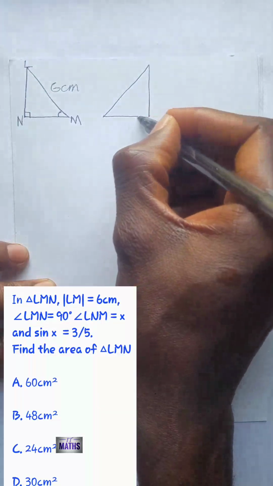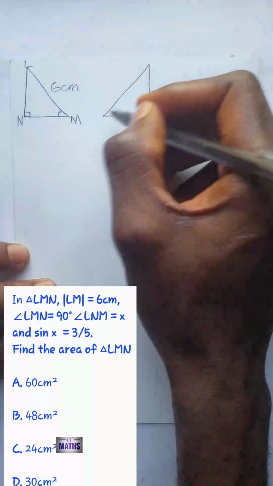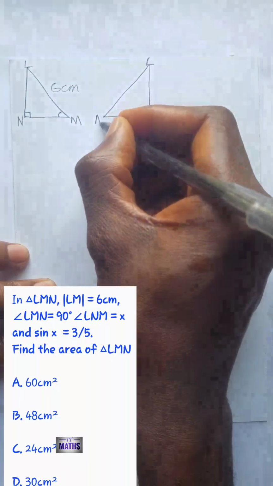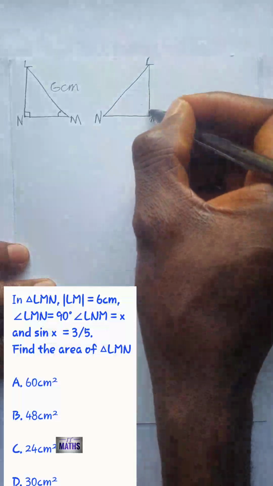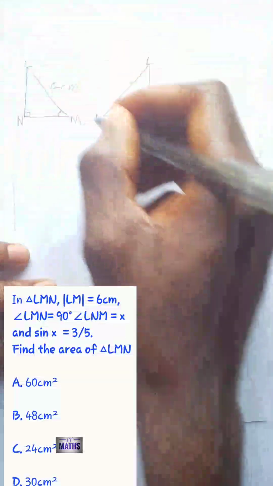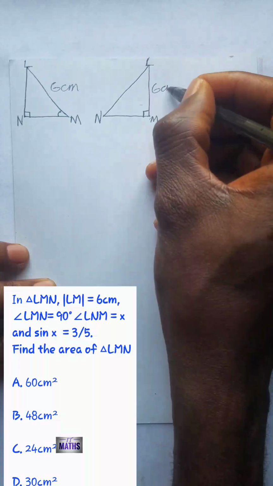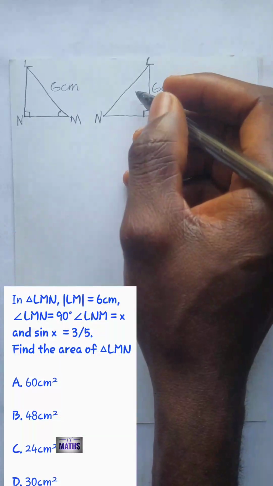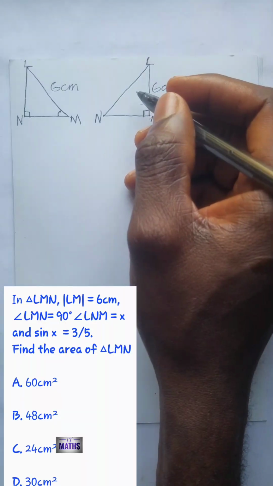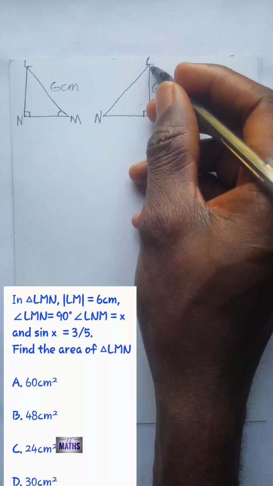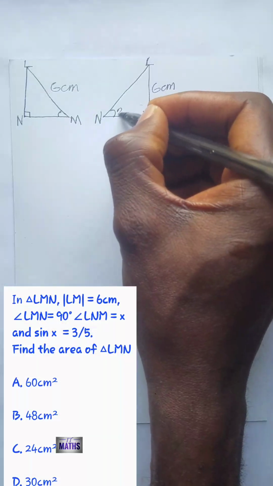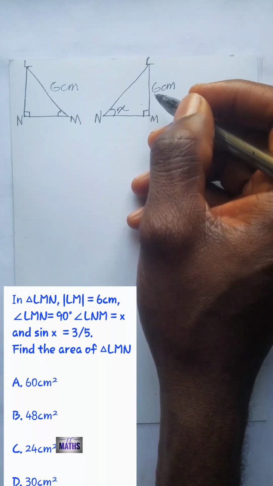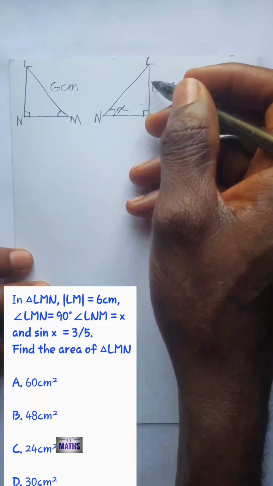I hope we are following. So that is LMN. Angle LMN will be what? 90 degrees. So I've corrected that. LM is 6 cm. And what again? Angle LNM is x degrees. So this is x. Is that okay? Sine x is 3 over 5. Find the area. Okay, so we are done with labeling.